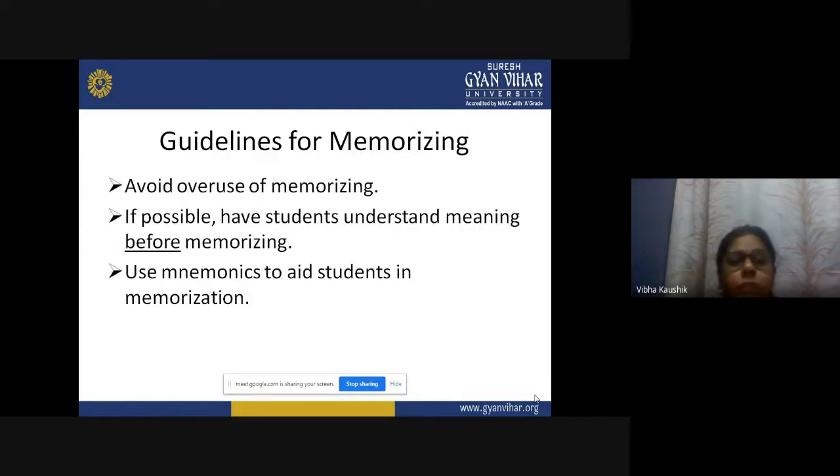Guidelines for memorizing. Avoid overuse of memorizing, which means we should not put stress on memorizing. If possible, have students understand meaning before memorizing. Now, what should be done? We should make students first understand the concept, and afterwards they can memorize it. First, understanding is important. Use mnemonics to aid students in memorization.